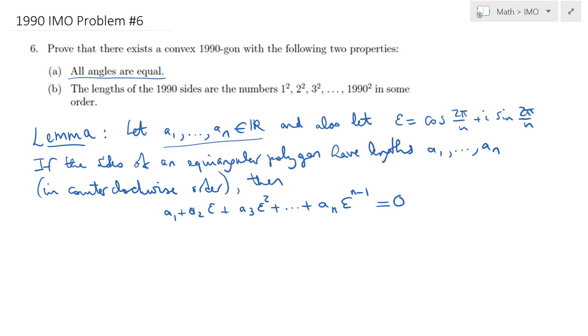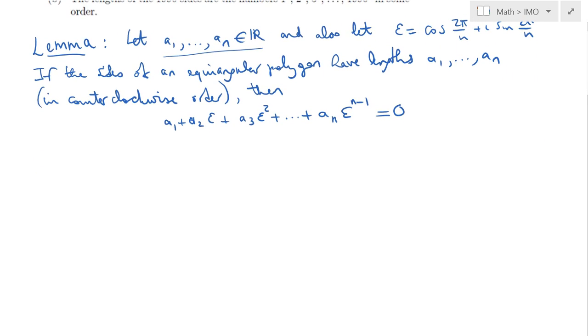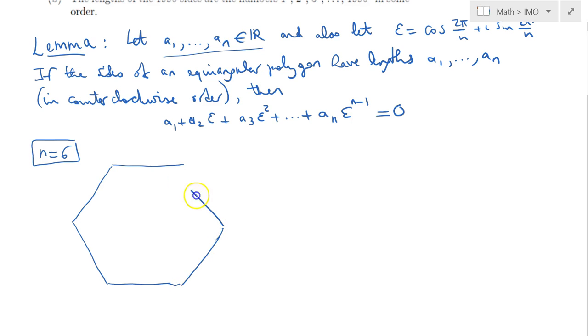Okay, so consider the following. Let's focus on the case n equal to 6. Let me just show you the logic behind the lemma, and then the proof is almost immediate actually. So how to draw an equiangular polygon? All you do is start by drawing a regular n-gon, in this case a hexagon. So that looks like a polygon, kind of.